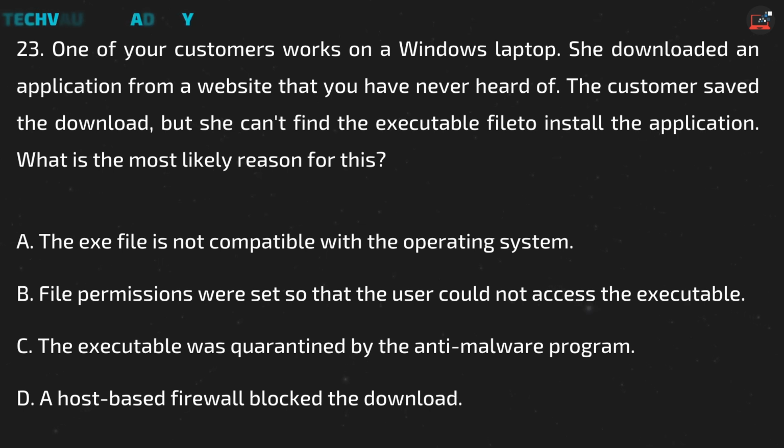23. One of your customers works on a Windows laptop. She downloaded an application from a website that you have never heard of. The customer saved the download, but she can't find the executable file to install the application. What is the most likely reason for this? A. The exe file is not compatible with the operating system. B. File permissions were set so that the user could not access the executable. C. The executable was quarantined by the anti-malware program. D. A host-based firewall blocked the download.